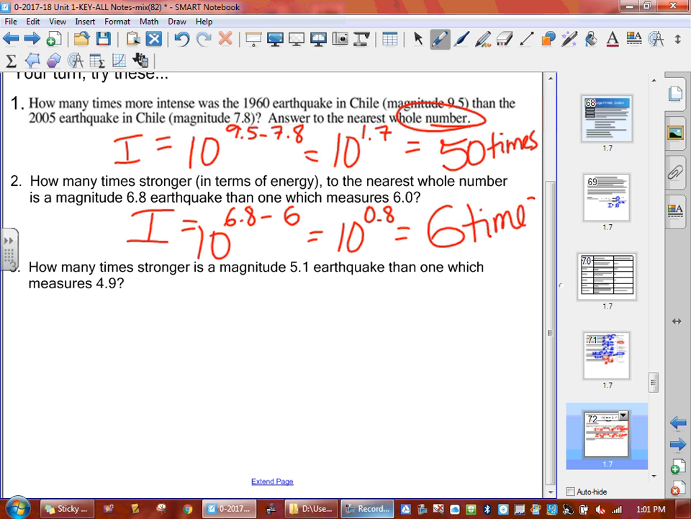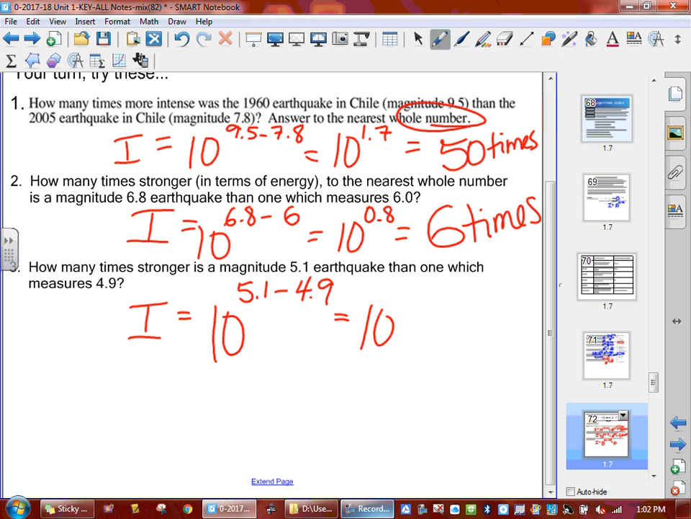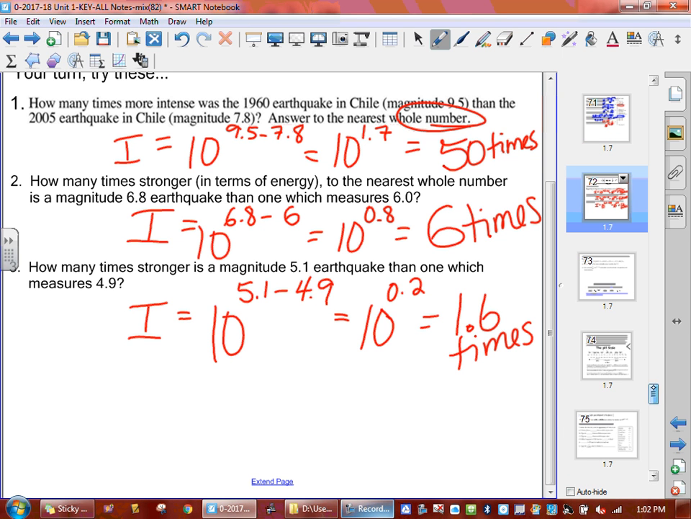Okay, and the next one, how many more times stronger is a 5.1 to a 4.9? So again, intensity is 10 exponent 5.1 minus 4.9. So the log scales really aren't that bad. We're just literally subtracting the powers of 10. So that's going to give us 10 exponent 0.2, which is going to give us, to the nearest 10th, 1.6 roughly. 1.6 times stronger. Okay. So that's roughly how we would do them if we are solving for the intensity.